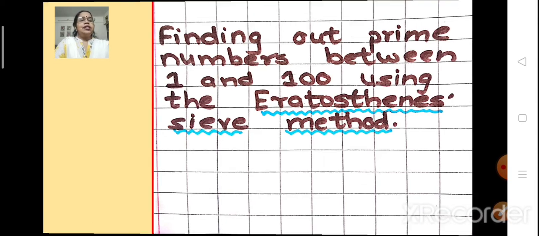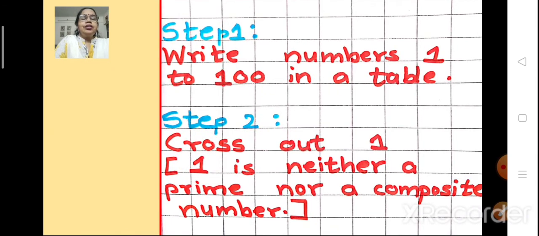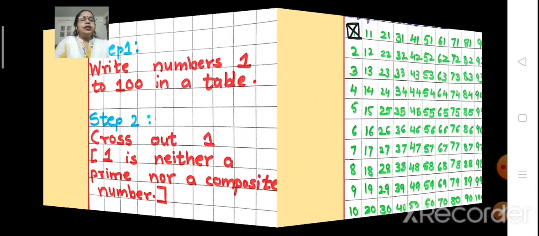Let's check this. In step 1, what we do, we have to write the numbers between 1 to 100 in a table. Alright. And in step 2, we have to cross out 1. Why? Because 1 is neither a prime number nor a composite number.